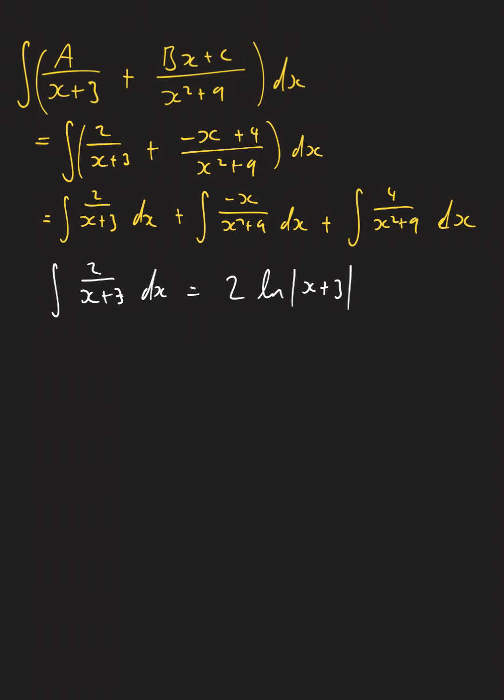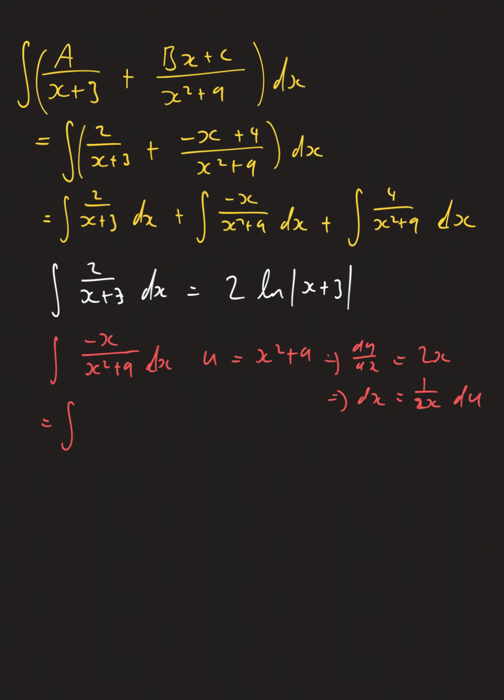The second one, the integral of minus x over x squared plus 9 dx. This will require a substitution. u equal to x squared plus 9. That gives me du/dx is equal to 2x, or dx is going to be equal to 1 over 2x du. So when I substitute back in here, I get minus x over u, and dx is 1 over 2x du. So you can see there my x's are going to cancel.